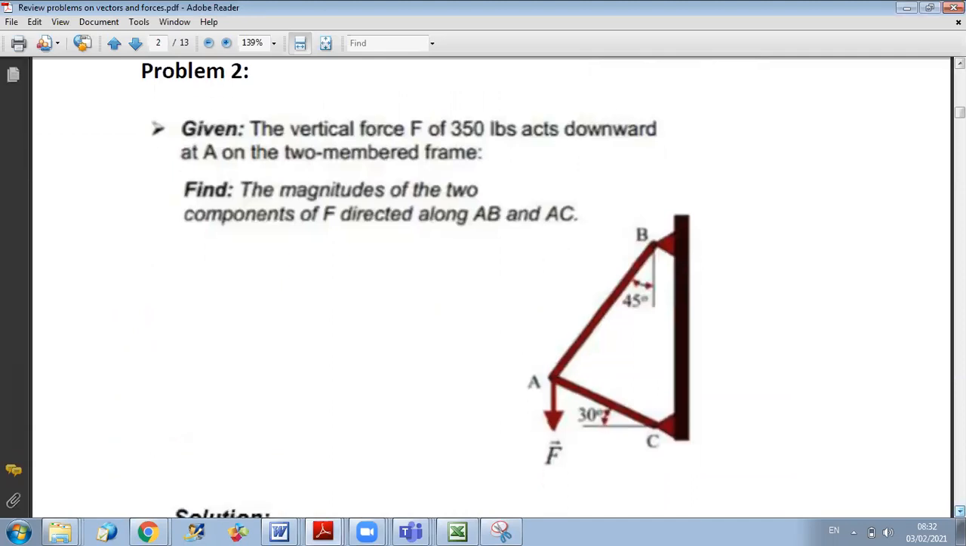So in this problem, the vertical force F of 350 lb acts downwards on A on the two-membered frame. Okay, find the magnitudes of the two components of F directed along AB and AC. This is nearly the same style of problems we have done together. We have done a problem very similar in the course material. So please try to practice with this problem because we have already done it. We have done nearly the same one. So try to do it numerically and make sure that you will get the same result. Okay.